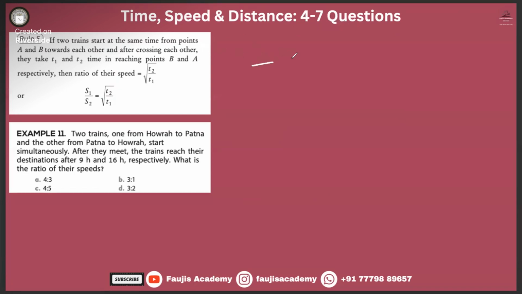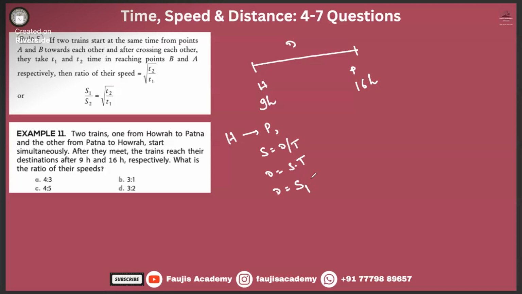Instead, let's assume this is your Howrah, this is your Patna. The distance is D, and it travels in 9 hours and in 16 hours. So from Howrah to Patna, what are the scenarios? Speed is equal to distance by time, or in other words, distance is equal to speed into time. Distance is D itself. Speed we don't know, let's call it S1. Time is 9. So D is equal to 9 S1, right?